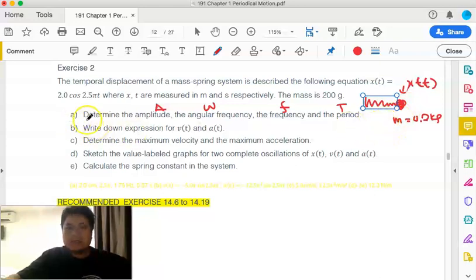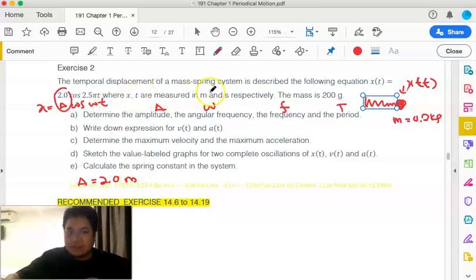What we should do here is compare this equation with x equal to A cos omega t. From here directly you can get A equal to 2 meters. How do we know it's meters? Because it is measured in meters and seconds. Omega, what is omega? Omega is 2.5 pi. What is the unit? The unit is radians per second.